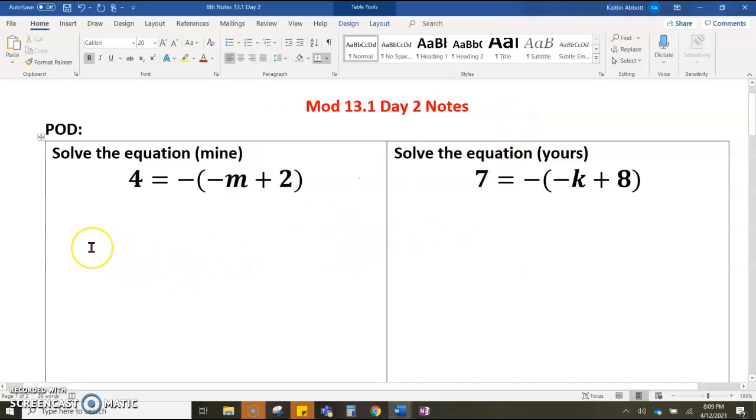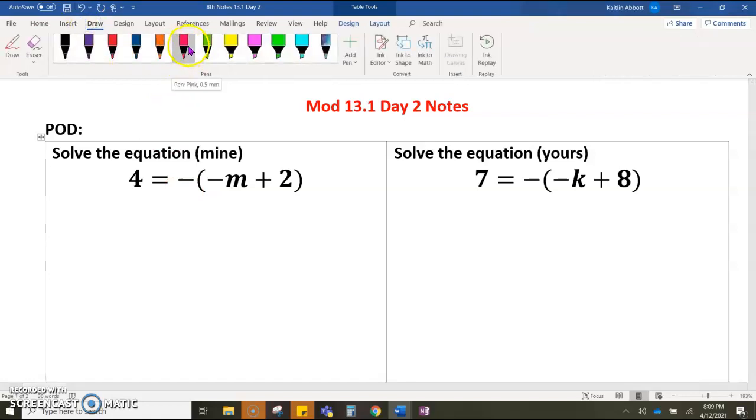All right, welcome to 13.1 day 2. Here is your problem of the day. We are going to first start by splitting our problem in half. There's a negative we have to deal with, these parentheses with a negative on the outside. That negative also has a 1 by it. That negative 1 needs to be distributed to both terms on the inside.